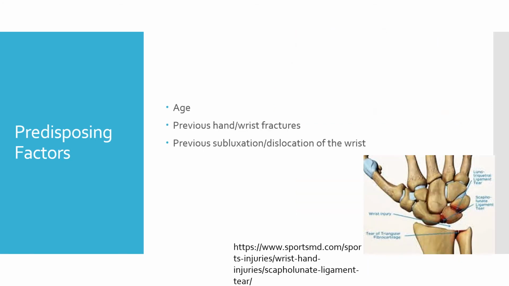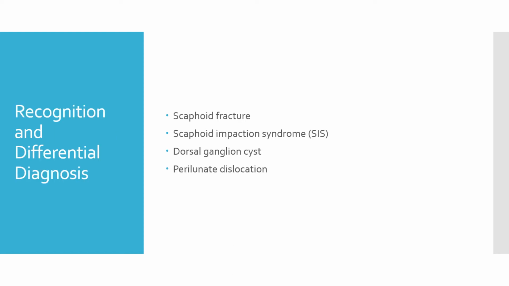Predisposing factors can be age, a previous hand or wrist fracture, or a previous subluxation or dislocation of the wrist. Recognition and differential diagnosis: differential diagnosis can be a scaphoid fracture, scaphoid impaction syndrome, which is SIS, dorsal ganglion cyst, or a paralunate dislocation.